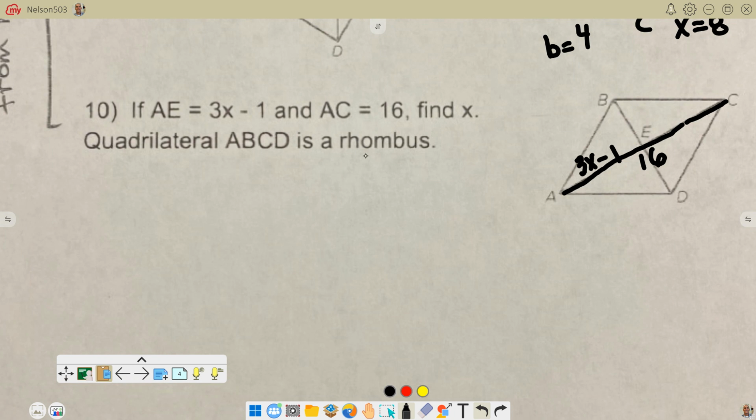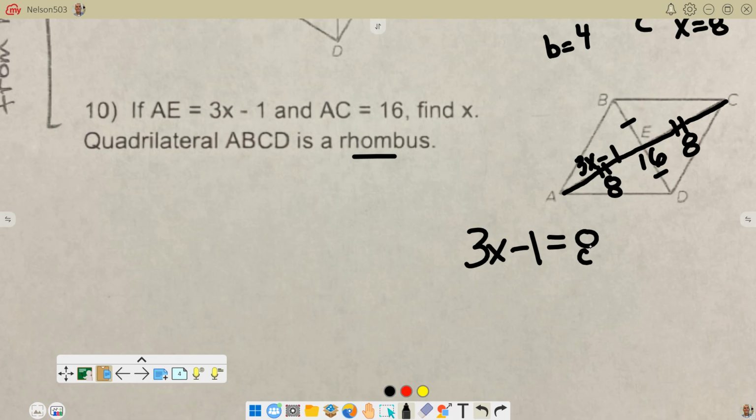I do have a rhombus. Rhombuses and parallelograms, their diagonals are bisecting each other. So that piece equals this piece. This piece of that diagonal equals this piece of that diagonal over there. So what I could do is say, well, this piece must be 8 long, and this piece down here must be 8 long. So I've got 3x minus 1 is equal to 8, and then I would add 1 to both sides and get 9, and then I divide by 3, and I get 3. So my x is 3 on that one.